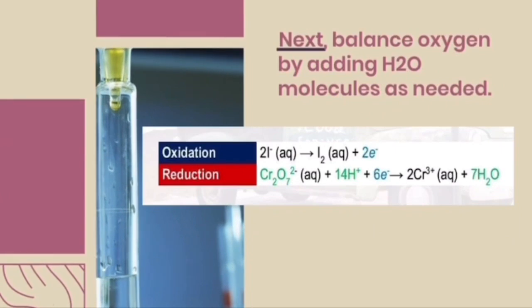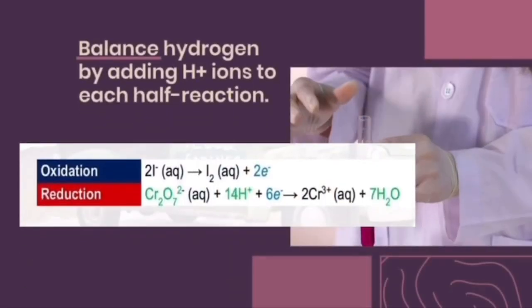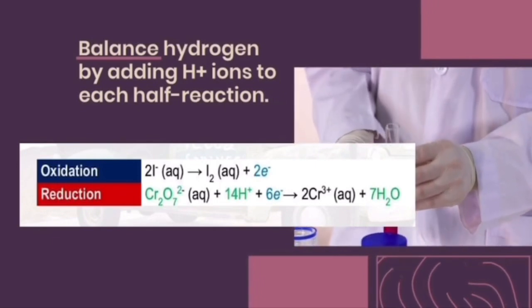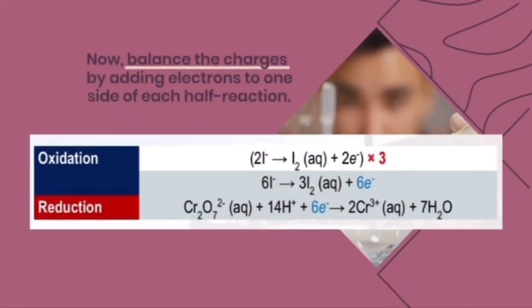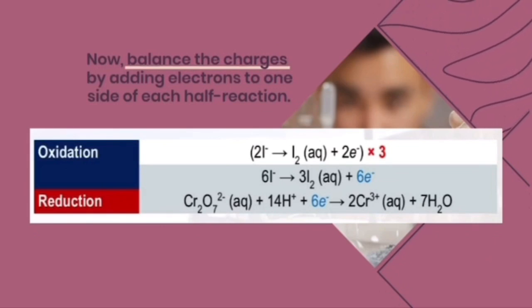Next, you need to balance oxygen by adding H2O molecules as needed. You also need to balance hydrogen by adding H+ ions to each half reaction. Then, balance the charge by adding electrons to one side of each half reaction.